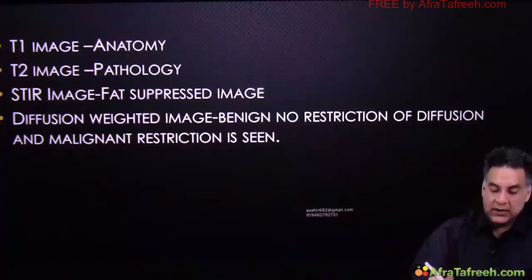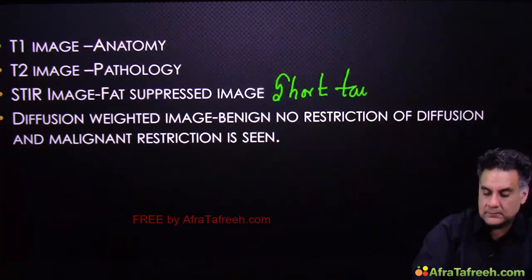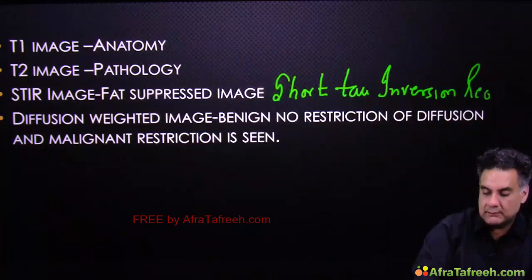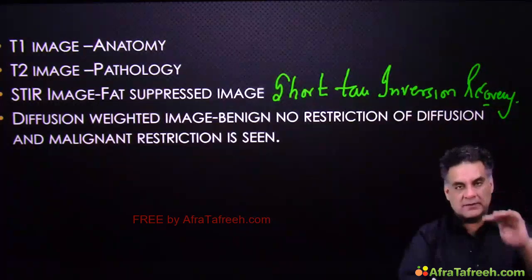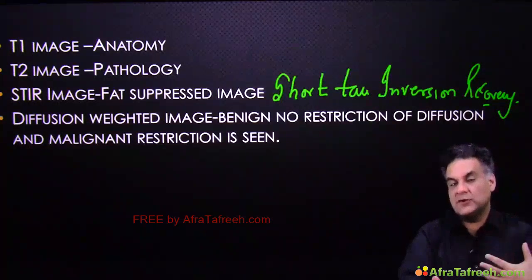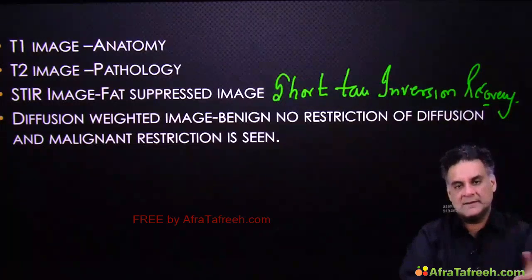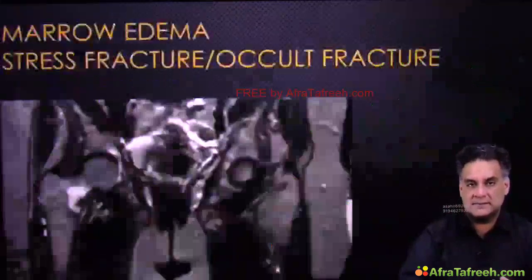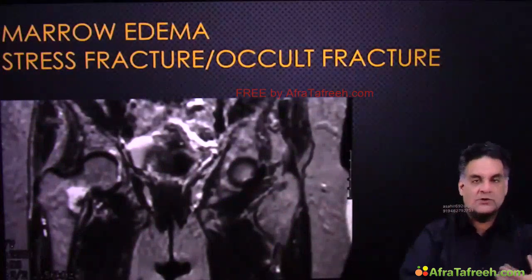STIR image is called short tau inversion recovery, because fat is hyperintense on both T1 and T2, so you need to suppress it to see the lesion sometimes. And then sometimes you have diffusion images, which are very useful in acute brain injuries and also to differentiate benign from malignant diseases. Benign, in the diffusion scan, there is no obstruction. Malignant, there is.